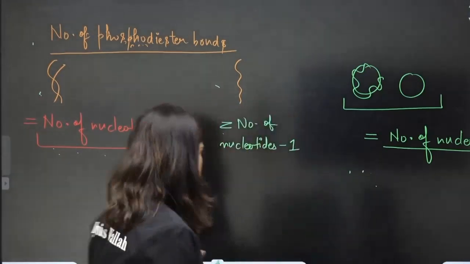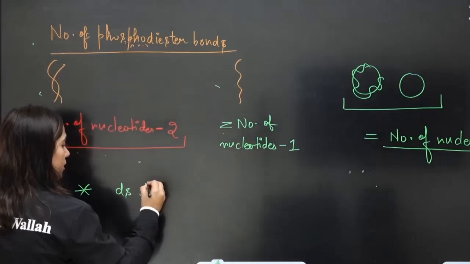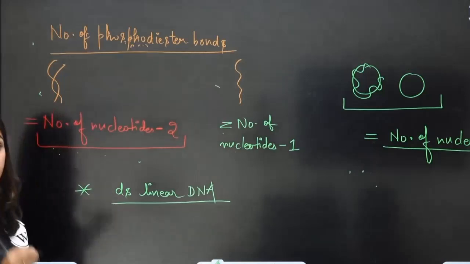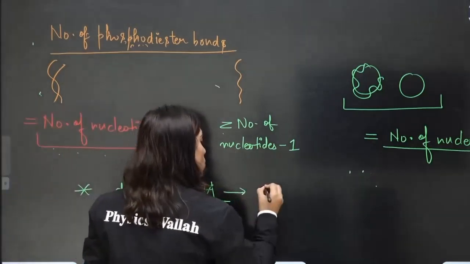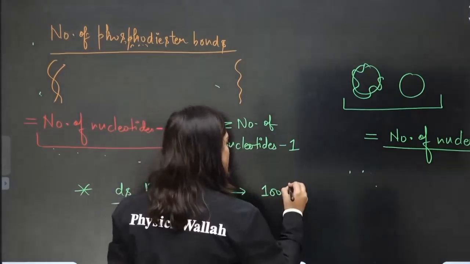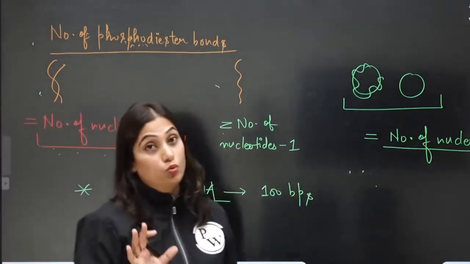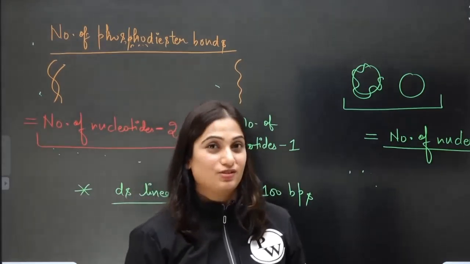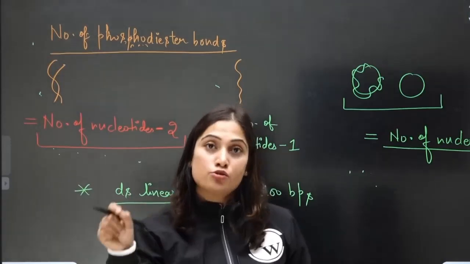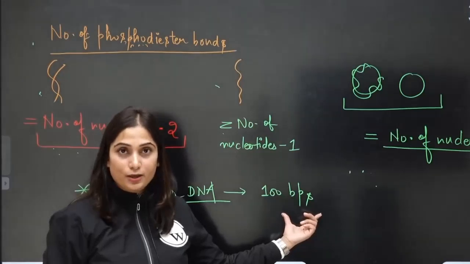Suppose, for instance, there is a question which says that there is a double-stranded linear DNA, and that double-stranded linear DNA has, let's take, 100 base pairs. You'll have to convert these base pairs first into nucleotides. Please don't directly say 100 minus 2 comes out to be 98. No. Base pairs need to be first converted into nucleotides.